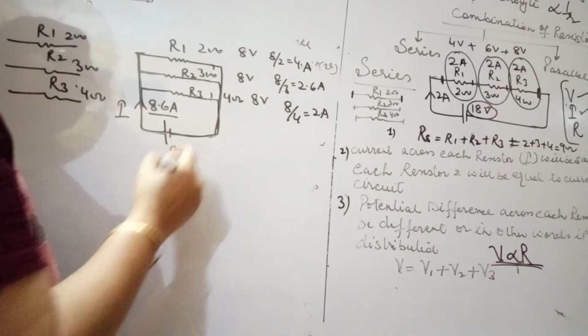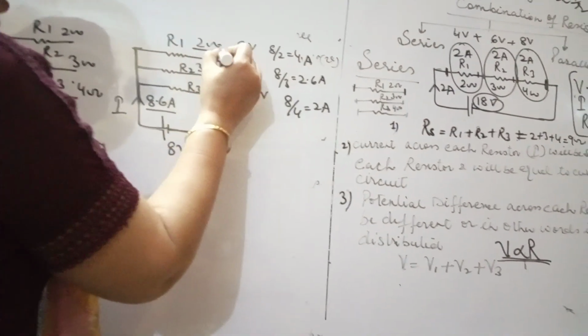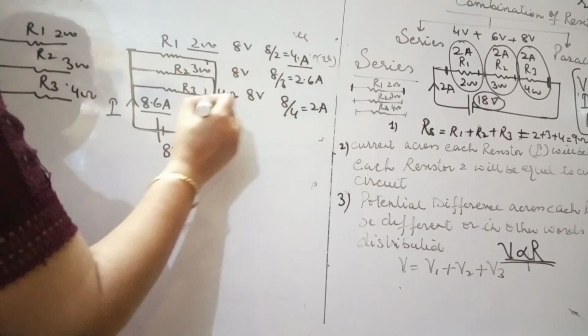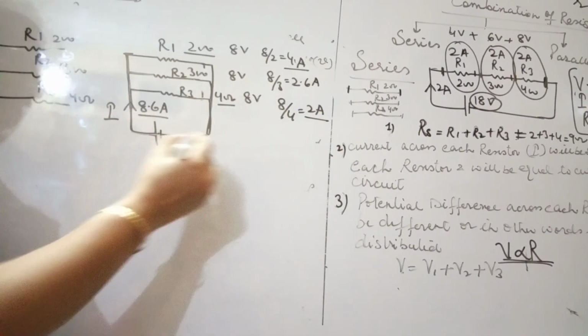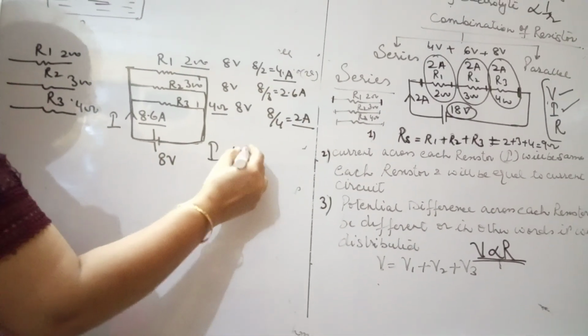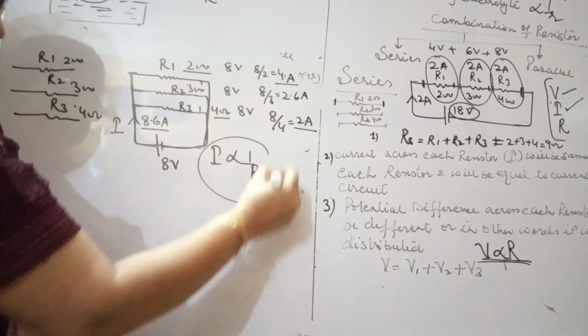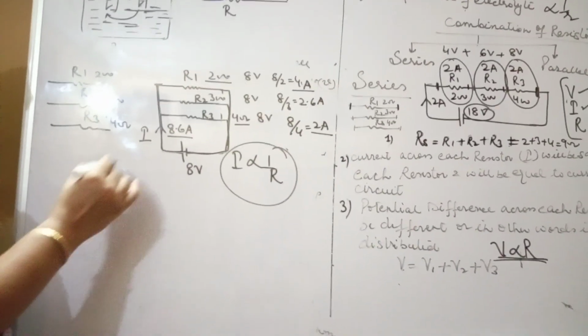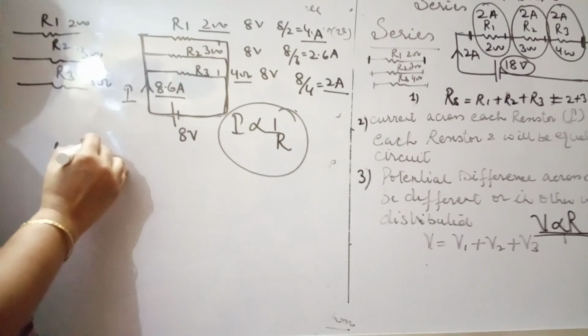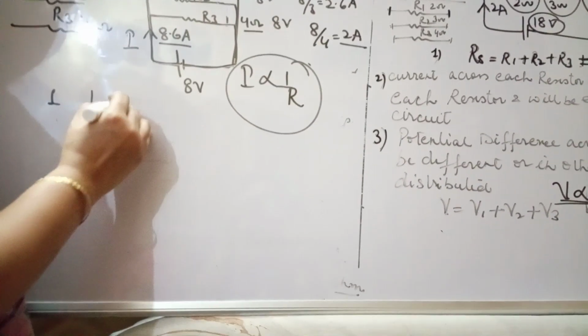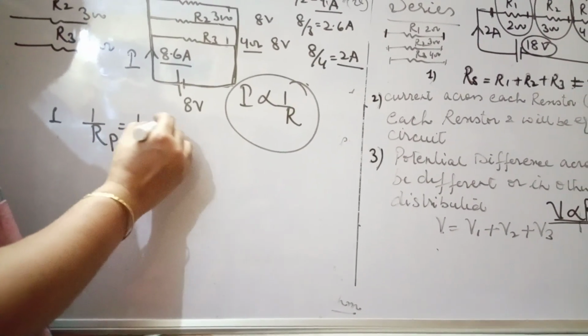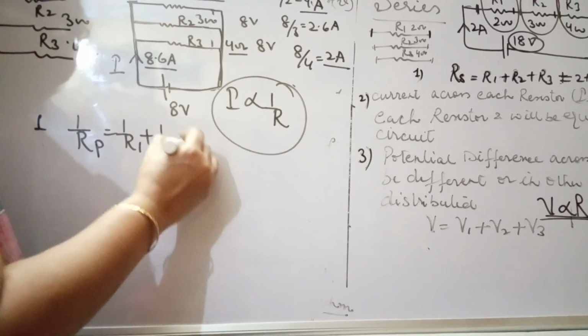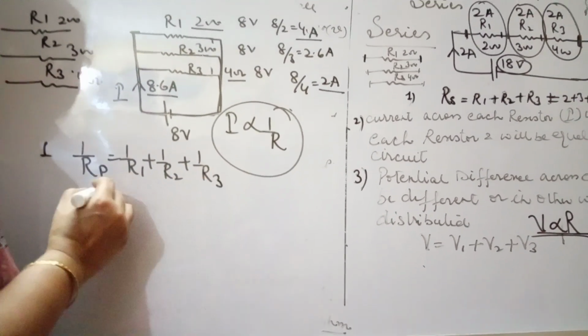And one thing more: less resistance, more current; more resistance, less current. I is inversely proportional to R. So what is the formula? Next thing, total resistance. Here you will use one formula: 1 upon Rp is equal to 1 upon R1 plus 1 upon R2 plus 1 upon R3.